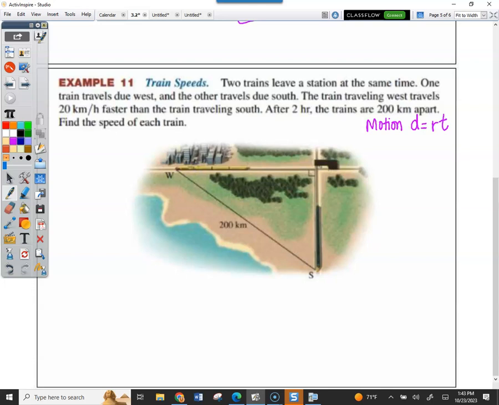Okay, so I'm going to make a note that the westbound train is going at some speed that we don't know, right? But with a 20 kilometer per hour faster rate than the one going south. So if it said the trains are going the same speed, we would call both of these R. But the fact that it says the westbound train is going 20 kilometers faster, we've got to take that into account and say plus 20 right here. Do you see that?